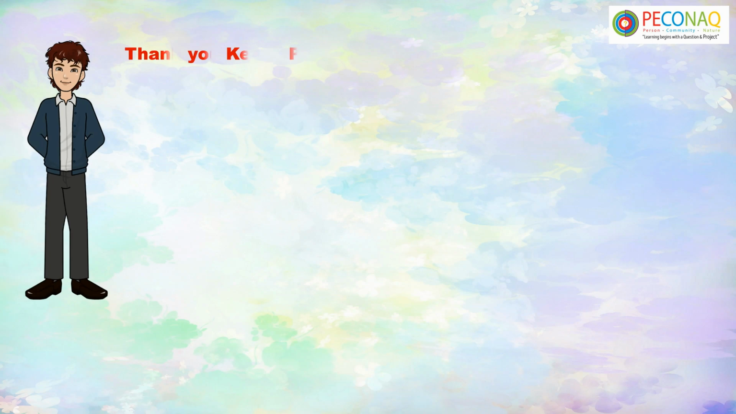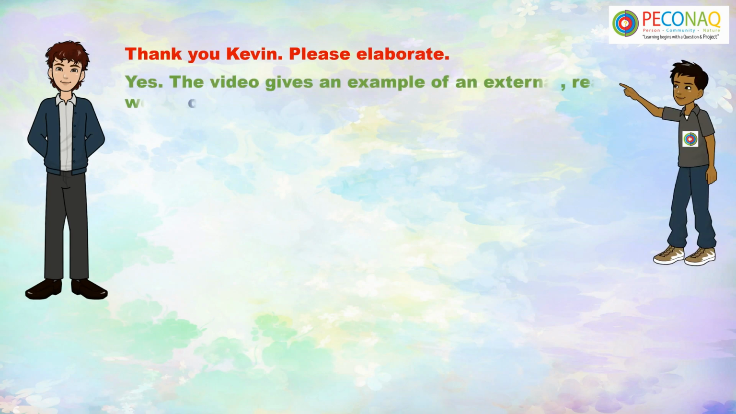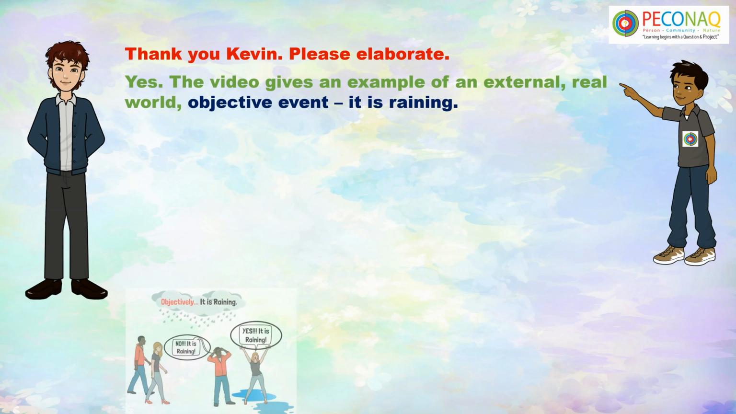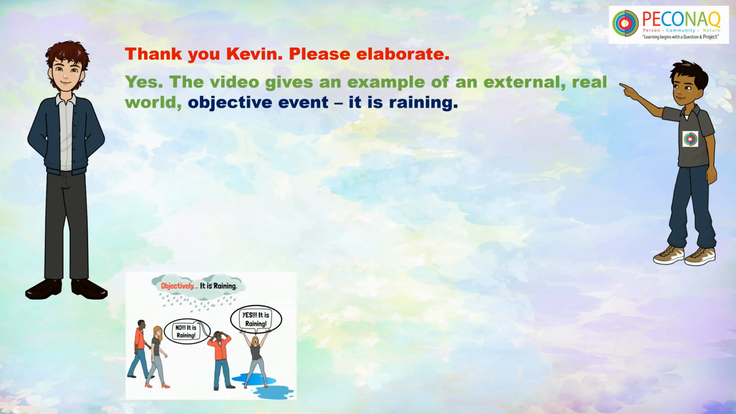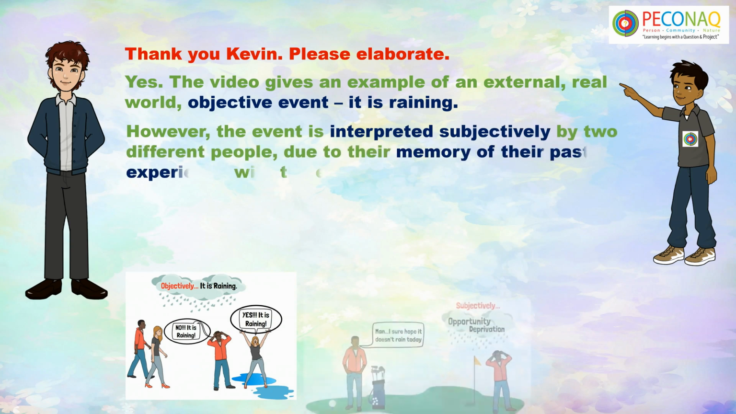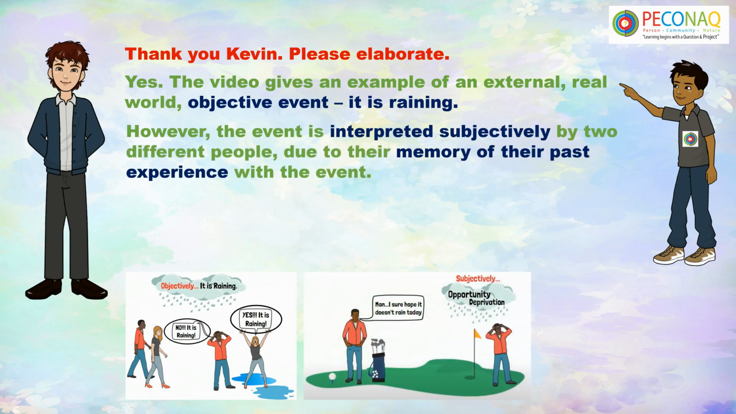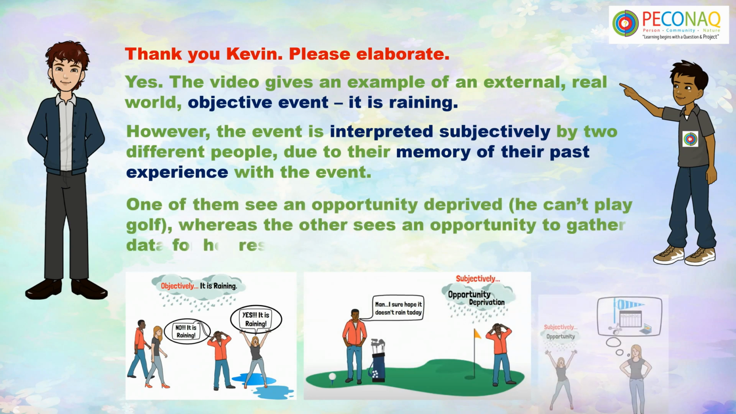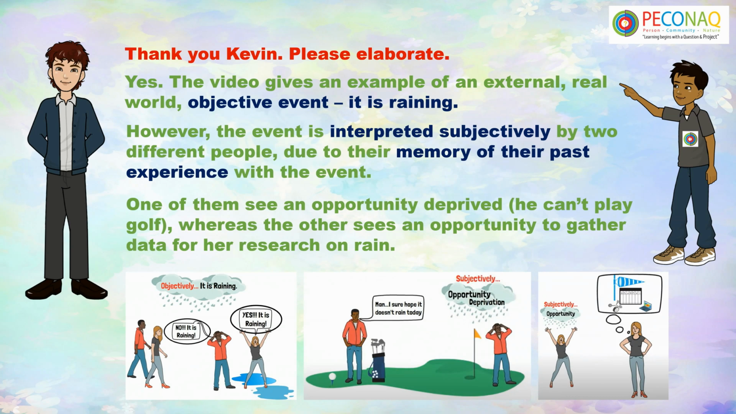Thank you, Kevin. Please elaborate. Yes. The video gives an example of an external real world, objective event, such as it is raining. However, the event is interpreted subjectively by two different people, due to their memory of their past experience with the event. One of them sees an opportunity deprived, he can't play golf, whereas the other sees an opportunity to gather data for her research on rain.